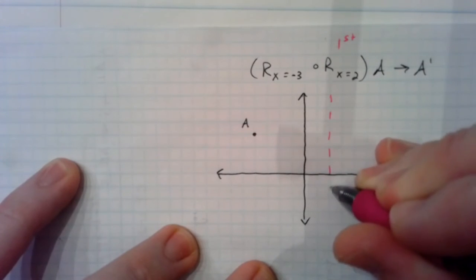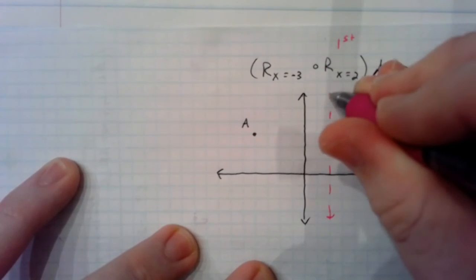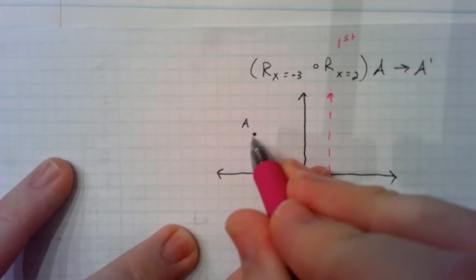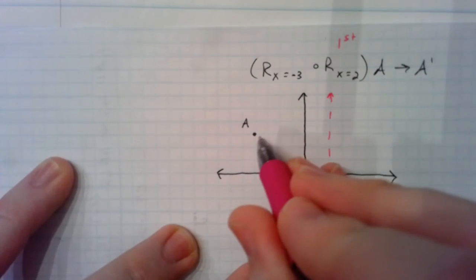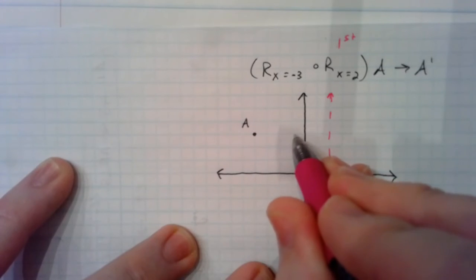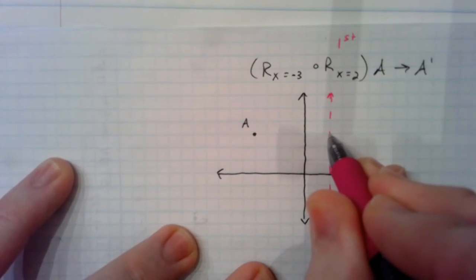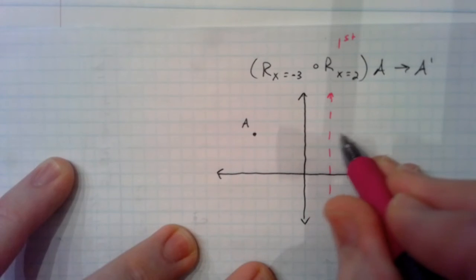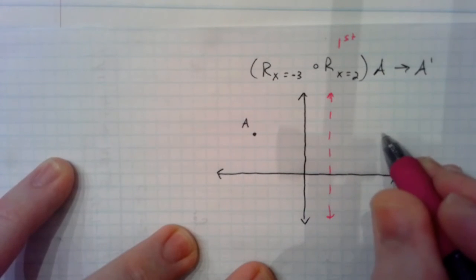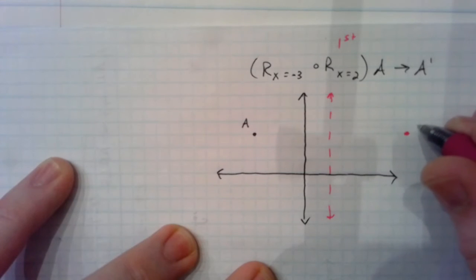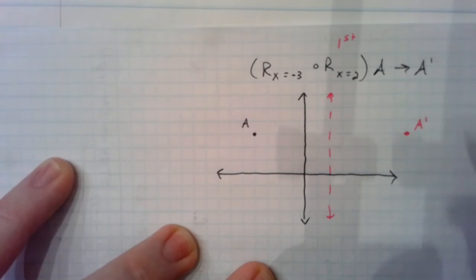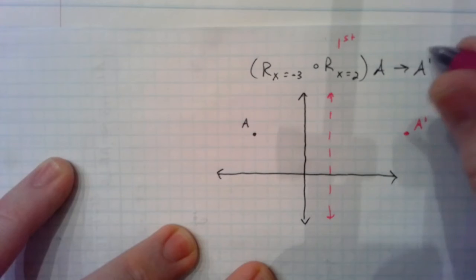Remember this from reflections. I count how many spaces this is to the left of the mirror, and I move it that many spaces to the right of the mirror. Here we can see that it's 1, 2, 3, 4, 5, 6 spaces away, so I'm going to go 6 spaces to the right. We'll call this A prime for now, even though technically A prime is going to be our end result.